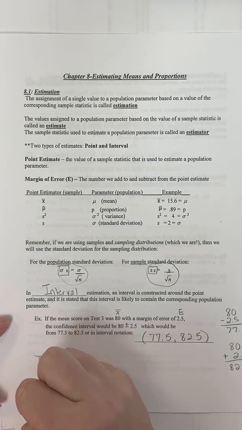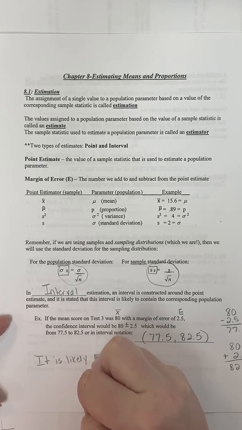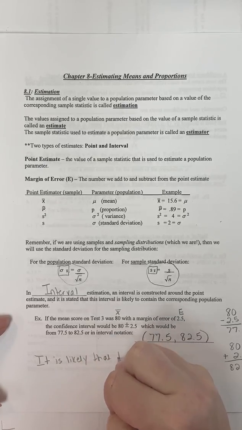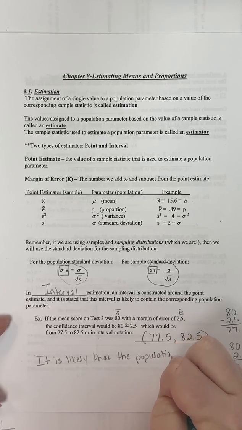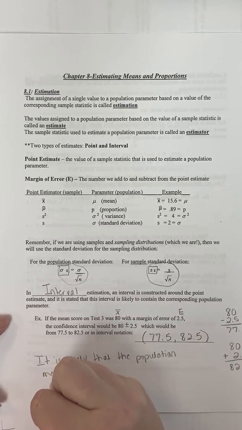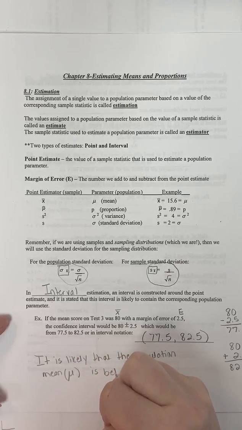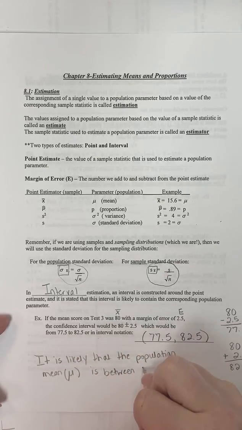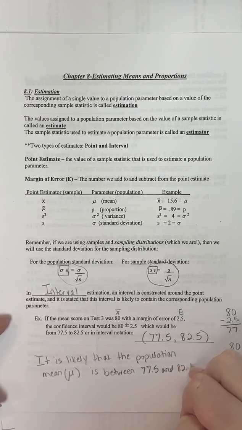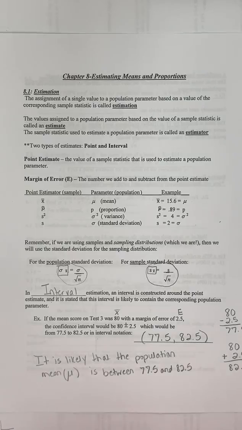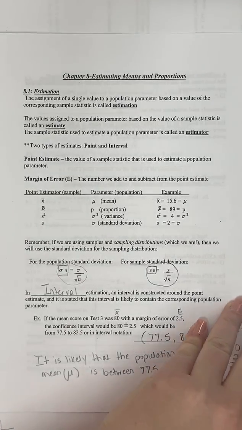So I'm going to write down here, just so you have it, it is likely that the population mean, that would be mu, is between 77.5 and 82.5. That's what that interval says. So this is what we're going to be doing for this chapter.